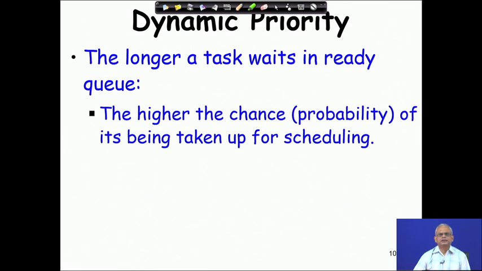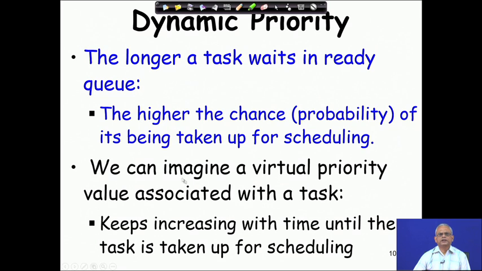The answer is that as the task waits, because there are other higher priority tasks, or tasks having shorter deadlines, they are taken up. But as the task waits, its chances of being taken up increases. So, you can imagine a virtual priority value associated with a task. It keeps increasing with time until the task is taken up for scheduling.